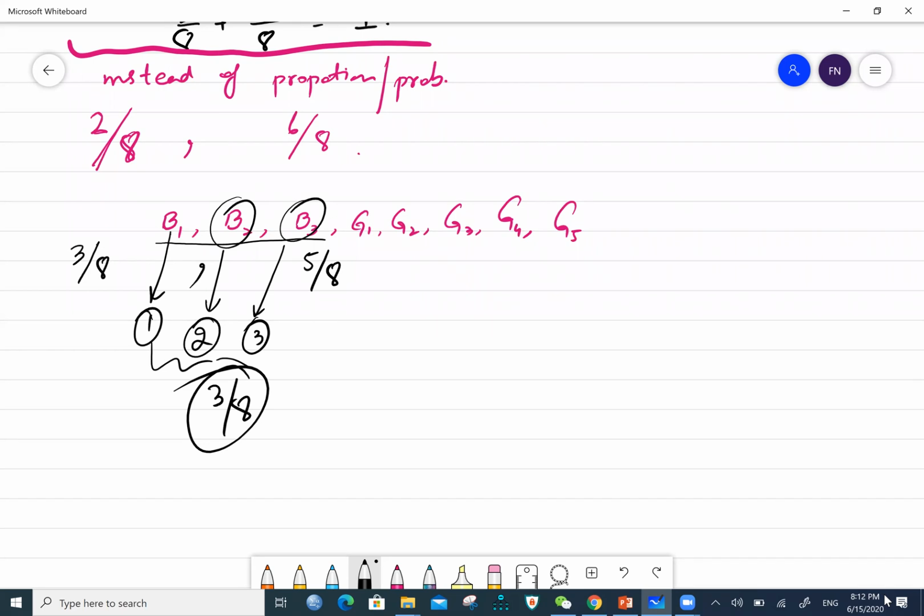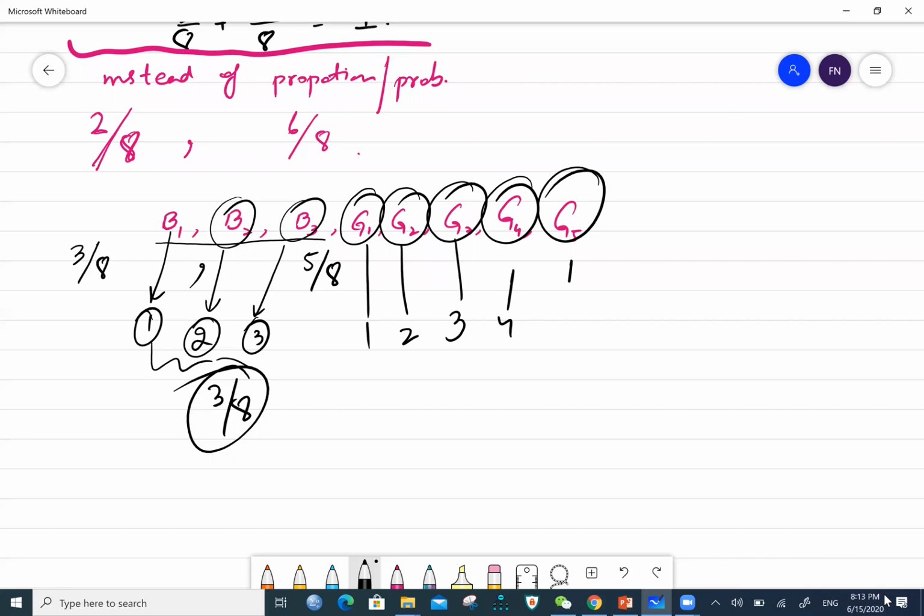Similarly, when we say select one girl, I can select either this one, this is the first option, or this one, the second option, or this one, the third option, likewise the fourth option and the fifth option. So I have 5 options in total. Is that clear? Okay.